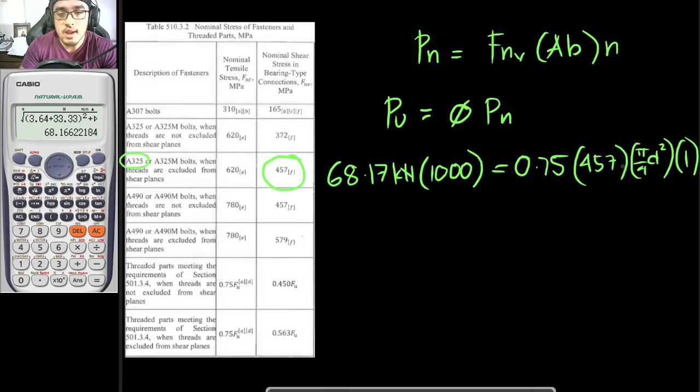So solving for D right here using LRFD, looking once again at the calculator to your left, we will just shift solve. 68.17 times 1,000, alpha calc to have an equal sign, 0.75 times 457 times pi divided by 4 times alpha x squared times 1. So shift solve for the value of x. That is 15.91.